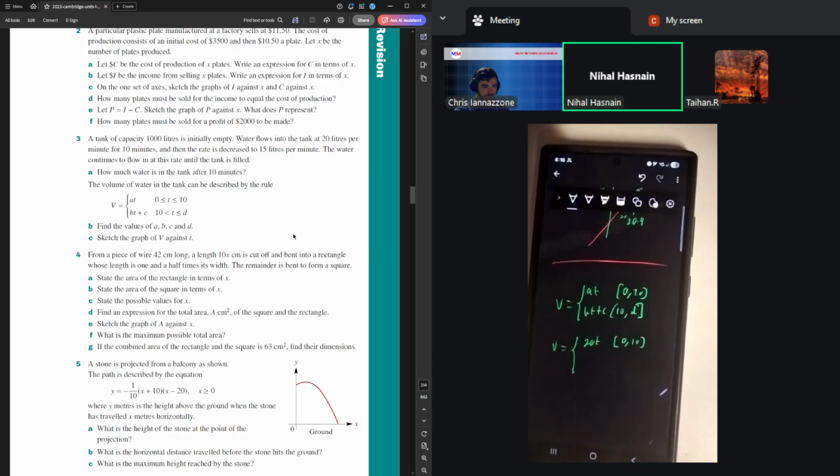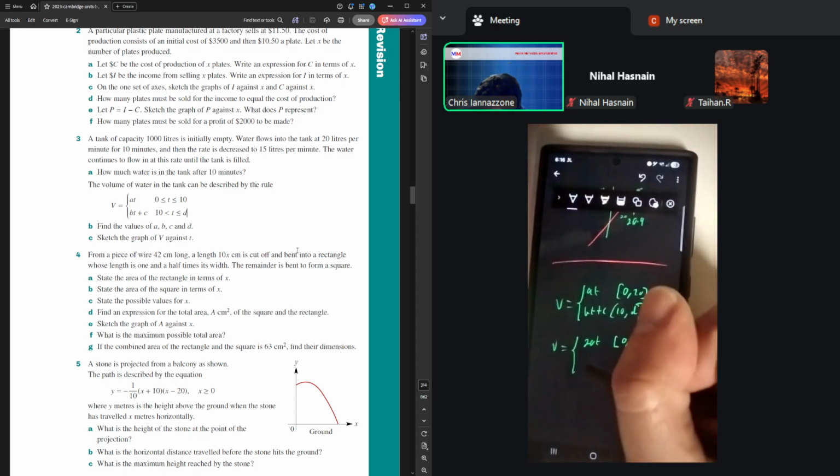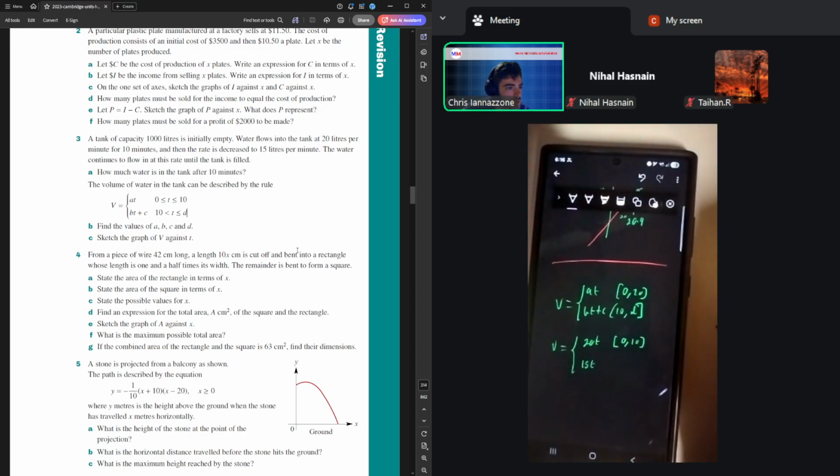B is going to be 15. Once again, our rate of change is going to be the coefficient of our linear. 15t. We've got the C and we've got the D to deal with here.